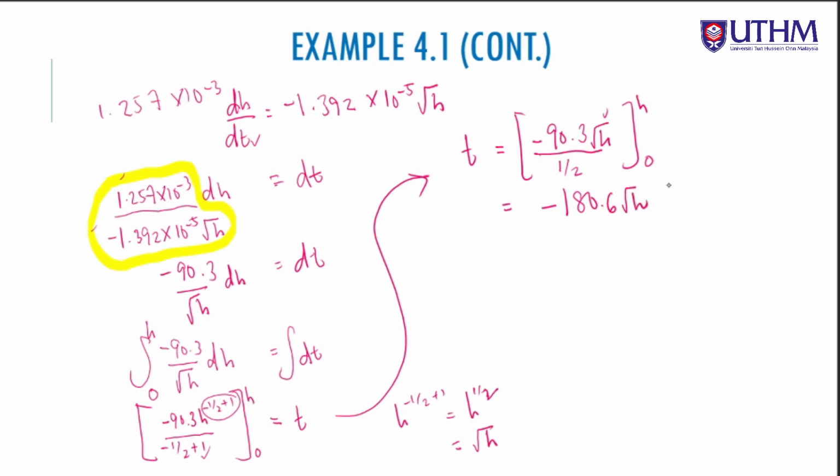Okay, and then kita selesaikan yang ni, kita akan dapat minus 180.6 √H daripada H ke 0. Okay, so bila kita replace H, kalau 0 habis terus lah. So kita akan dapat minus 180.6 √H plus constant. Dan bila kita ada integration, kita ada tambah constant kat situ.